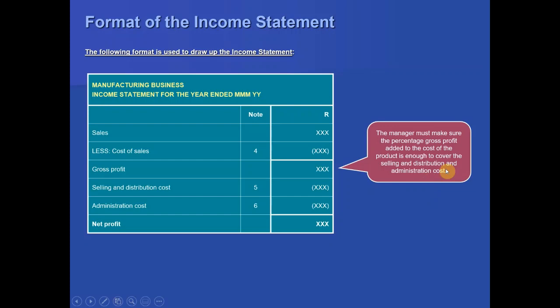Now the managers must make sure the percentage gross profit added to the cost of the product is obviously enough to cover the selling and distribution and administration costs, otherwise we will run at a loss.